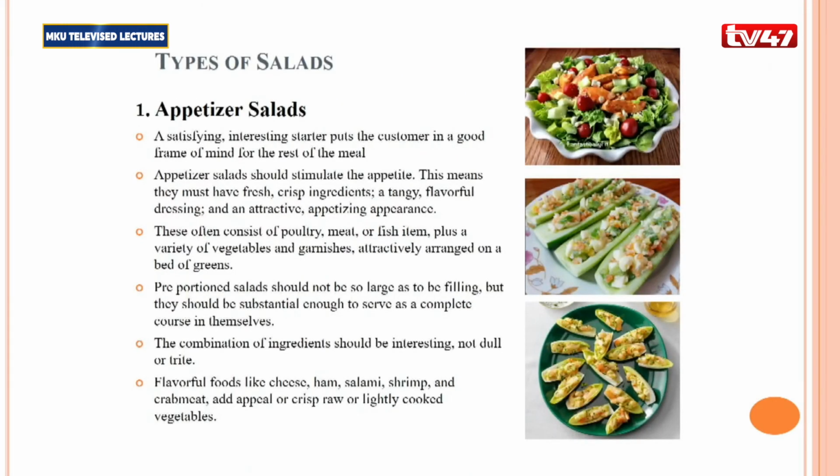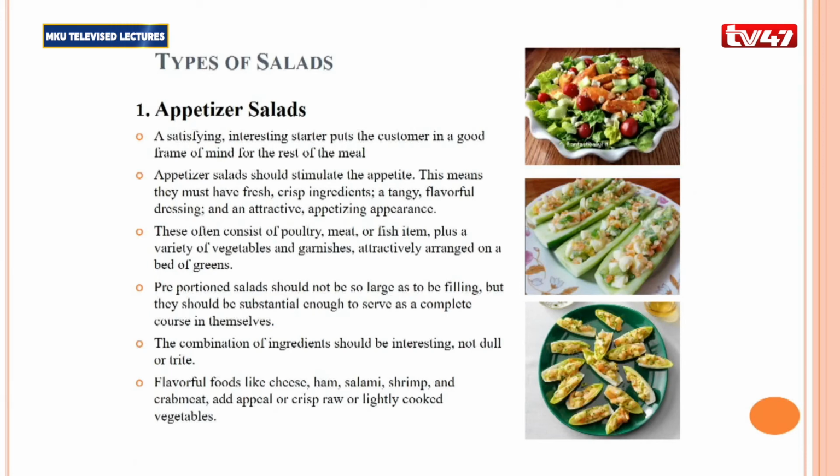Now, the types of salads that we have. We have at least 7 types of salads. We have the appetizer salad. We have the main course salad. We have the separate course salad. And we have a dessert salad, okay? And also an accompaniment salad.